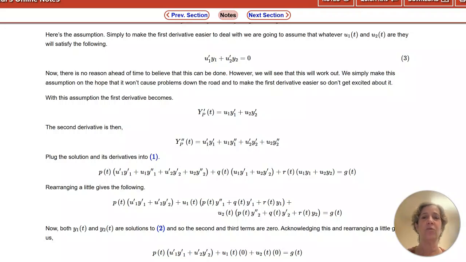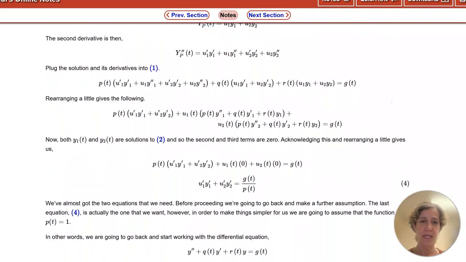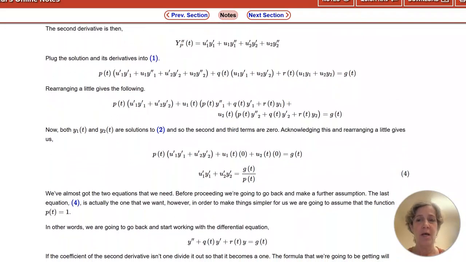So given that assumption, we simplify our first derivative of the particular solution to be u1 y1 prime plus u2 y2 prime. Then again, using the product rule, we get the second derivative as you can see. And then we're plugging it into our differential equation. Again, this is a proof in general because this method does work even if we don't have constant coefficients. All of the problems we're going to encounter will have constant coefficients. So you can see we're just substituting p of t times y double prime plus q of t times y prime, with our assumption that that part of y prime would be 0, and r of t times y equals some g of t.